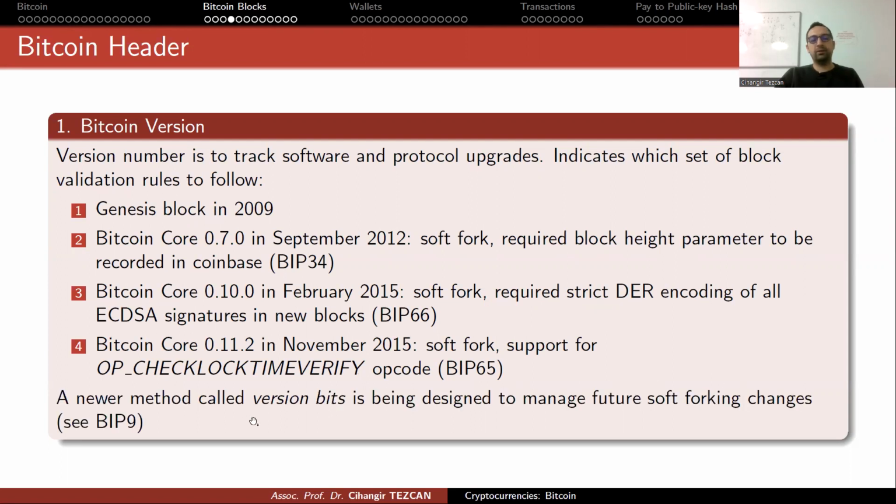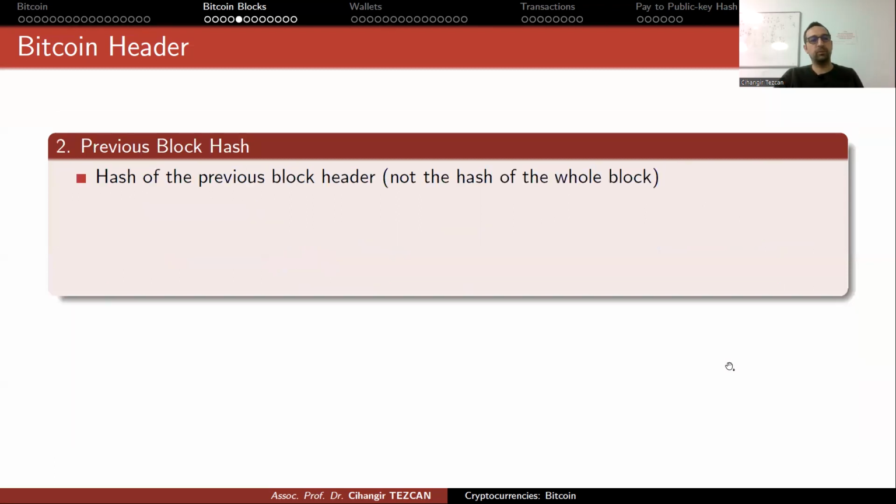So a newer method called version bits is being designed to manage future soft forking changes. And for more information, you can see BIP9, which might be effective in the future. So we will see different ways of defining the versions due to this BIP update.